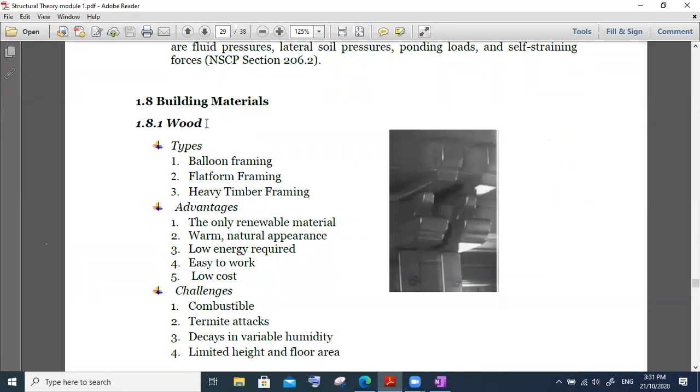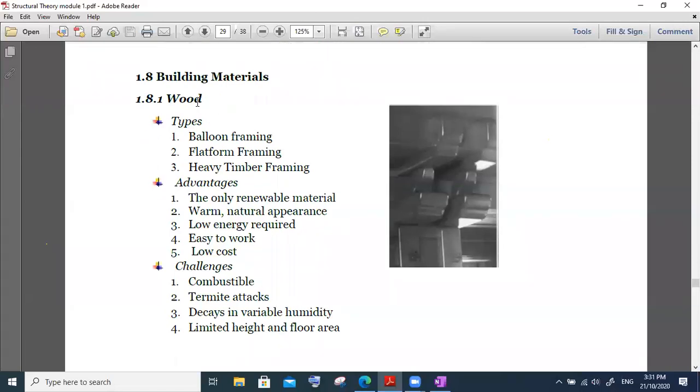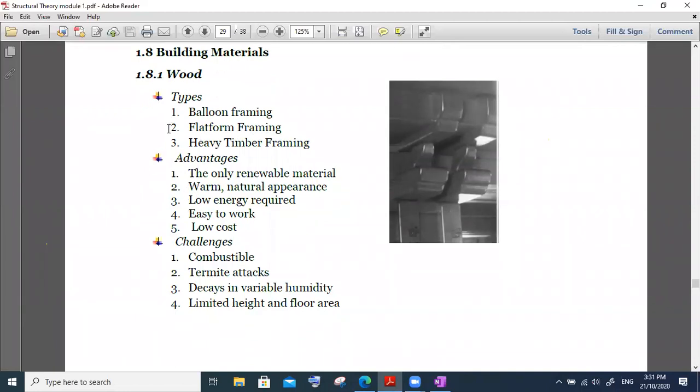We have 5. The first one is wood. We have 3 types: balloon framing, platform framing, and heavy timber framing. You can Google what these look like. Advantages: wood is the only renewable material. Of course, it grows. It has a warm and natural appearance, and low energy is required, you don't need big equipment when you construct using wood. It is easy to work with and relatively cheap, although nowadays it is no longer cheap. Challenges: it is combustible, so it burns easily.